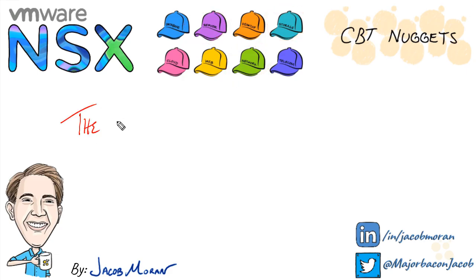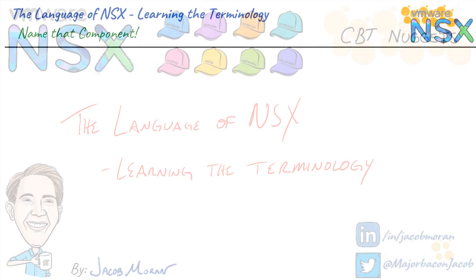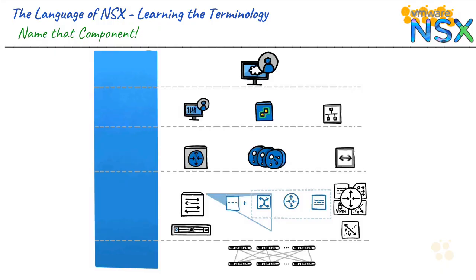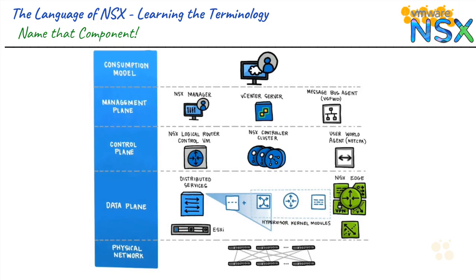So in this nugget, we're going to learn some of the language of NSX and get our feet firmly planted in the terminology that we use there. Just to make our lives a little bit easier, we'll go ahead and use this diagram that presents the different components relative to the planes of operation in which they occur. So first, let's talk at the data plane about the idea of distributed services.